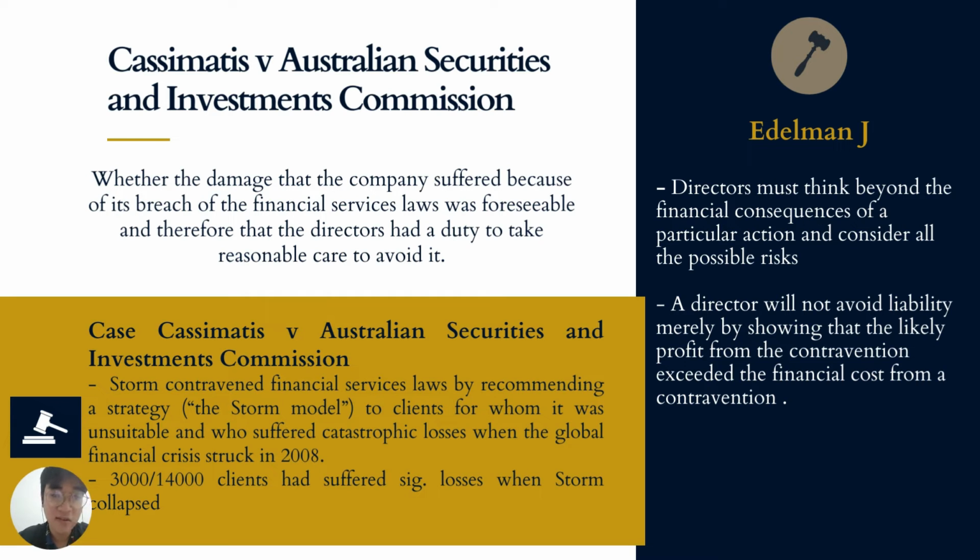Storm Financial breached the financial services law by recommending a strategy, the Storm model, to clients for whom it was unsuitable and who suffered catastrophic losses in the global financial crisis in 2008. Over 3,000 clients suffered significant losses once Storm collapsed. But the main point is that directors must think beyond the financial consequences of particular actions and consider all the possible risks. A director will not avoid liability merely by showing the likely profit from the contravention. They must take the financial costs from the contravention into account and prevent those consequences.